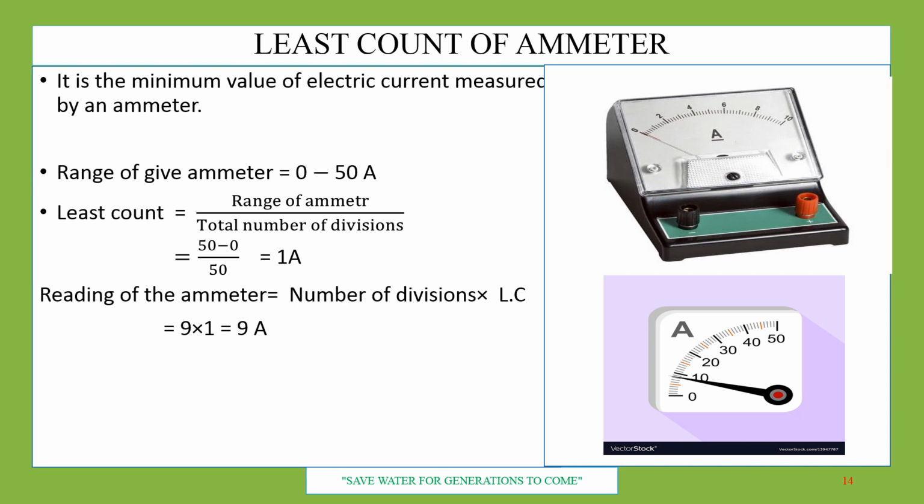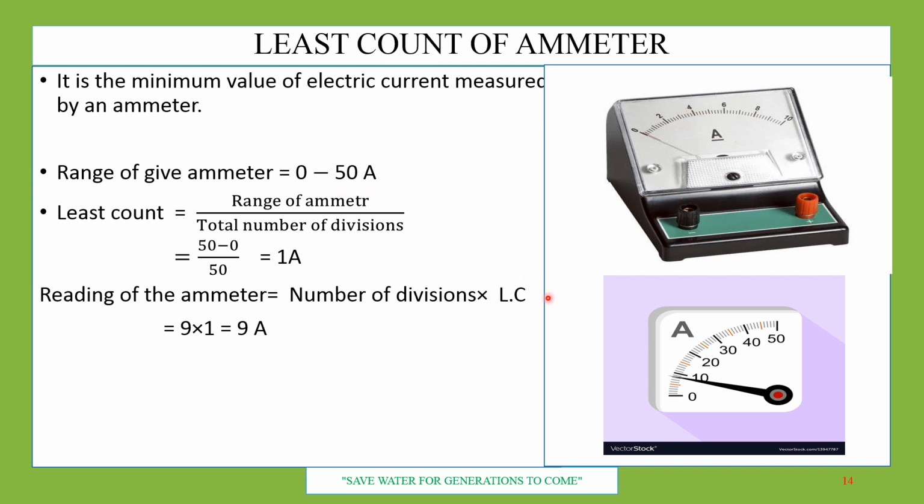Now, least count of an ammeter is the minimum value of electric current measured by an ammeter, the smallest. So if here you can see from 0 to 2, if 20 divisions are there, then what will be the least count? So 2 upon 20, which means 1 upon 10, is equal to 0.1.